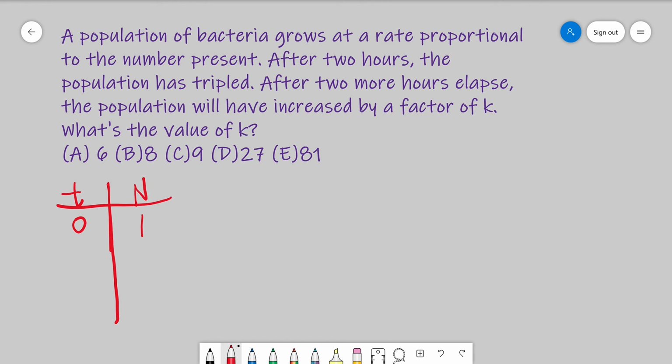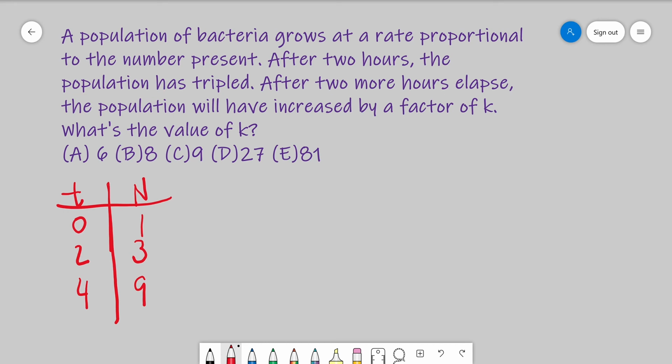It tells you that after 2 hours, so at time t equals 2, the population is tripled. So that would mean that n would be 3. And then after 2 more hours elapse, so that would be at 4, the population will have increased by a factor of k. So every 2 hours, the population triples, so 3 times 3 would be 9.